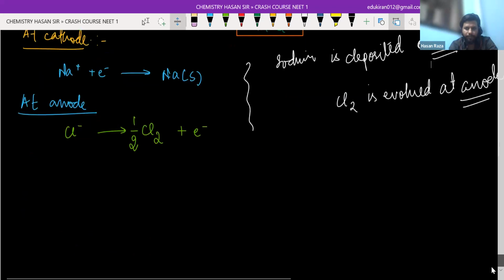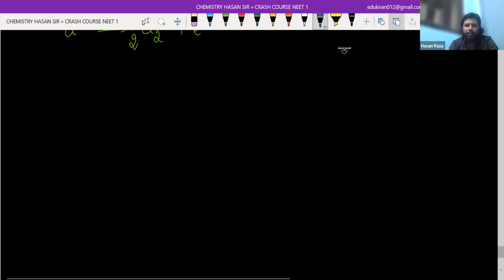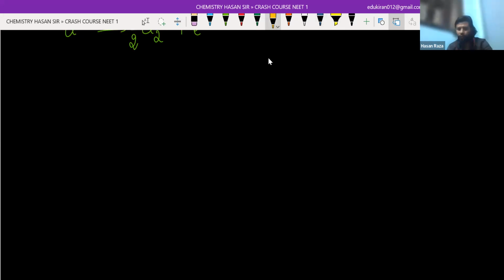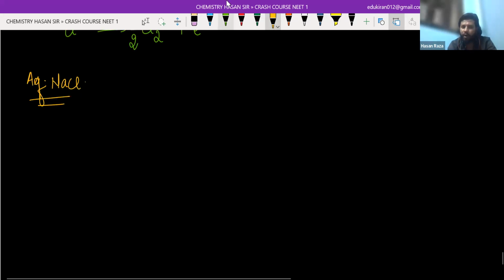Yes, sir. Done. Okay. So the previous one was the case for molten state. That means the amount of solvent or water is very low. Now we are going for aqueous NaCl. This is case 2. Aqueous NaCl. That means you have enough amount of water.